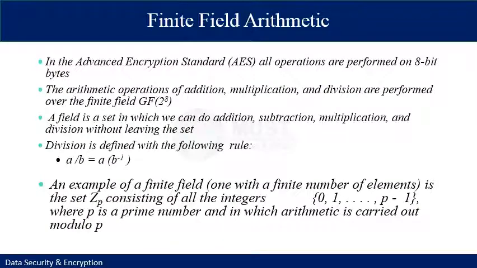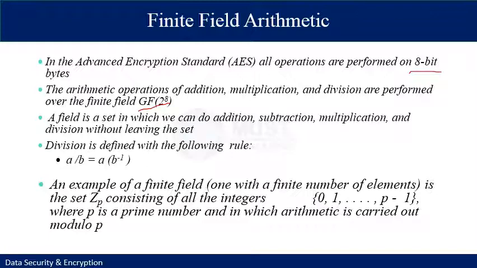So before moving forward, let's overview a summary of finite field arithmetic. In the Advanced Encryption Standard, all operations are performed on 8-bit bytes. That means every operation will be performed on a byte or set of bytes. The arithmetic operations of addition, multiplication, and division are performed over the finite field GF(2^8), which was discussed in the last lecture.